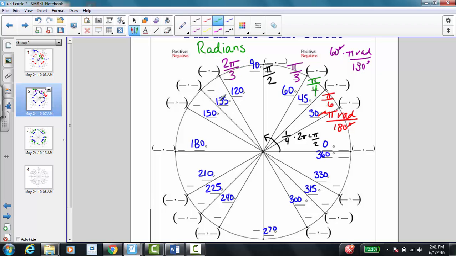So for my 45 degrees, I have 4, subtracting 1, I get 3 pi. So I have 3 pi over 4 for 135 degrees. For 150 degrees, I would get 5 pi over 6. For 180 degrees, again, we talked about that in the radians video. I'm rotating halfway around my unit circle, so half of 2 pi is pi.